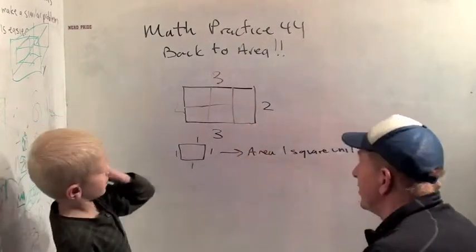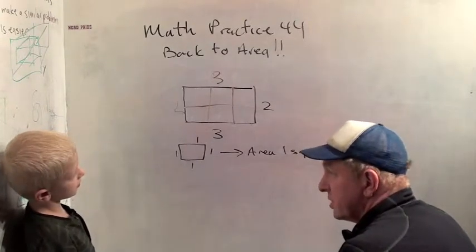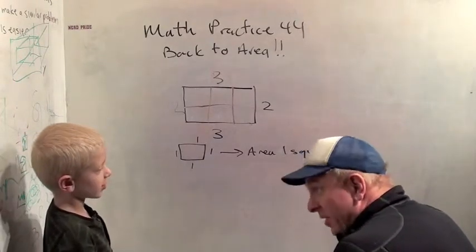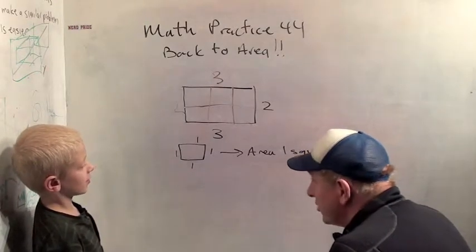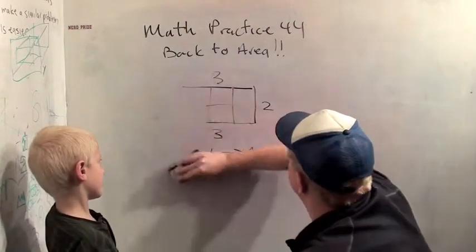High five. Okay. Now, do you want to do another rectangle for practice, or do you want to move to a harder shape? Maybe we move to a harder shape. Super hard, medium hard, or easy hard? Maybe medium. Medium hard? Okay.